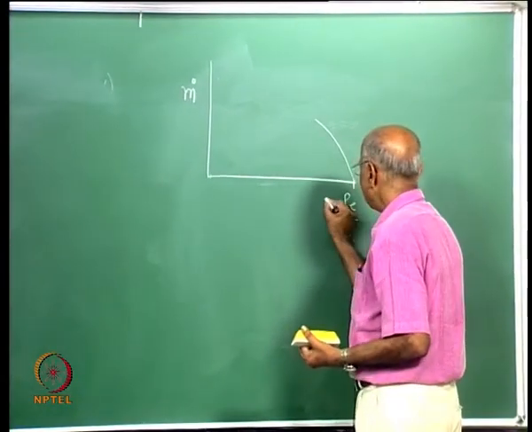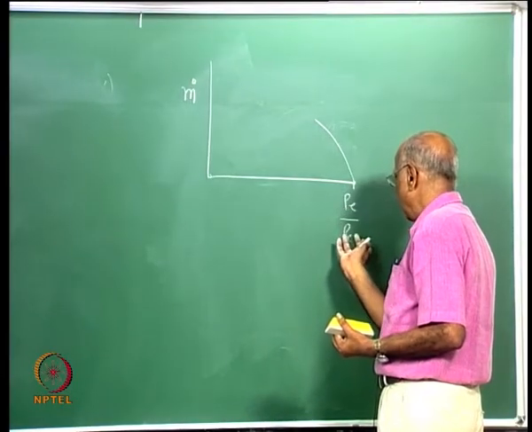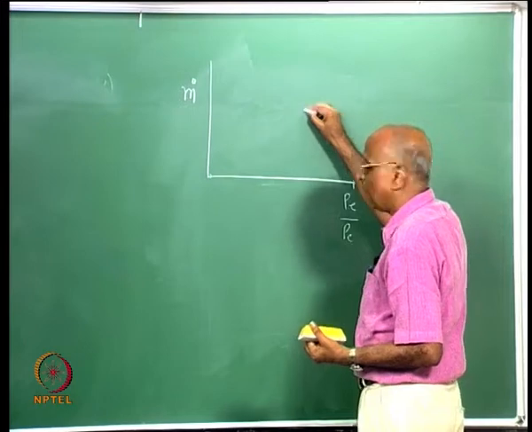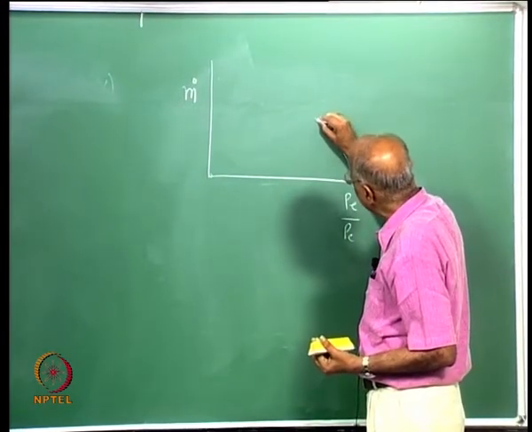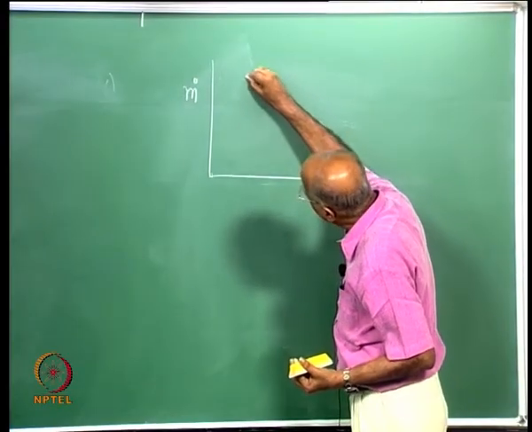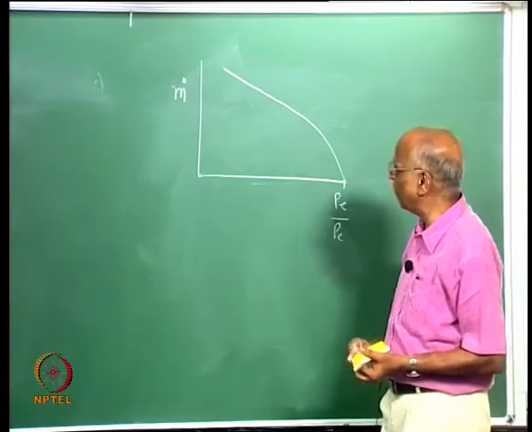That means as I decrease the value of PE, PC being the same, the mass flow rate will increase. And therefore, do you think that as I keep on increasing, the flow rate should keep on increasing, or what should happen? Let's start thinking a little bit more.